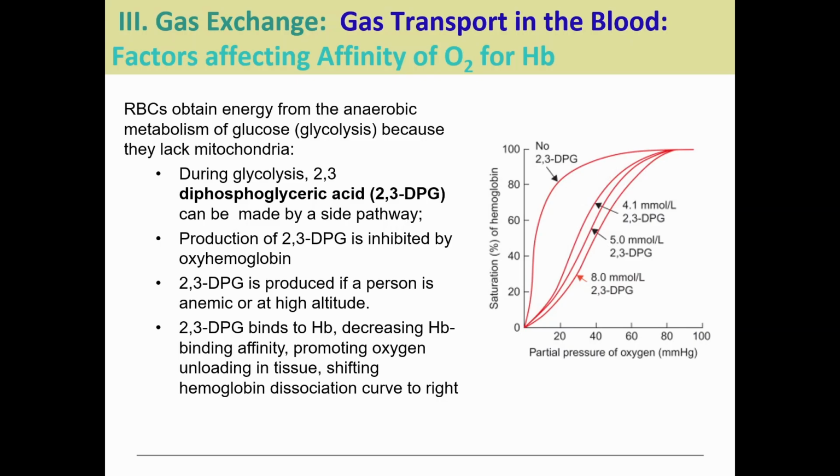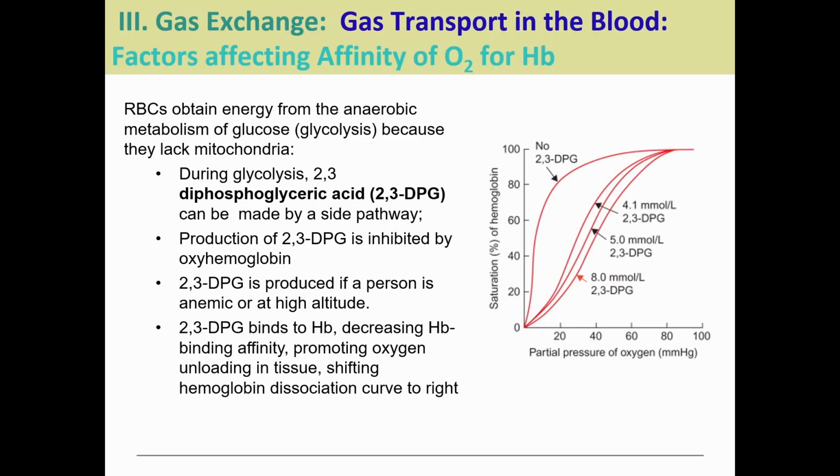Now, red blood cells are going to get energy from anaerobic metabolism of glucose because they don't have mitochondria, right? So they can't use cell respiration, which means they're not using up the oxygen that they're carrying, which is fantastic. And so they can make their own 2,3-DPG during glycolysis, but it just takes a little side pathway, right? Oxyhemoglobin is going to inhibit the production of 2,3-DPG.